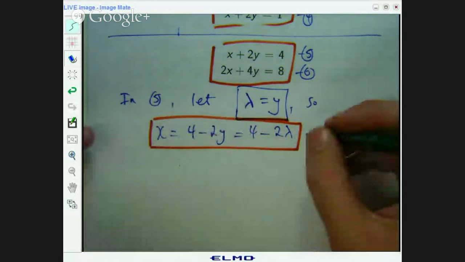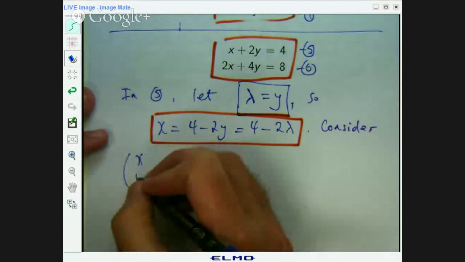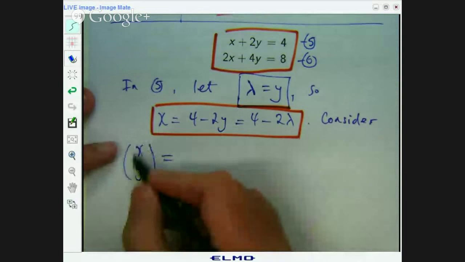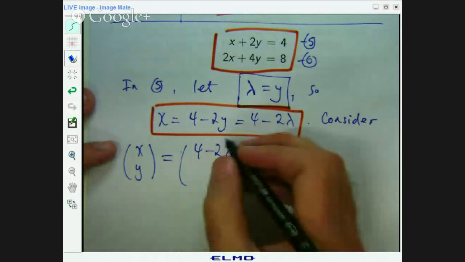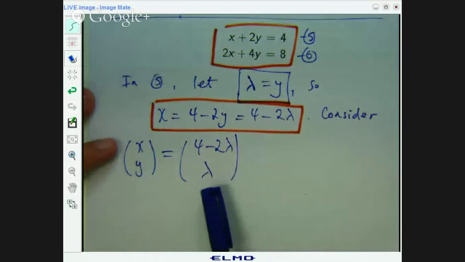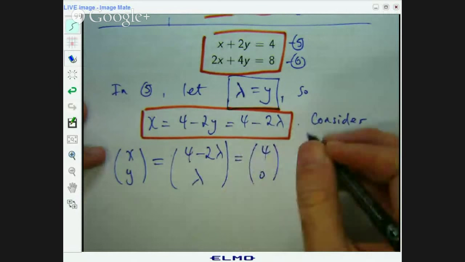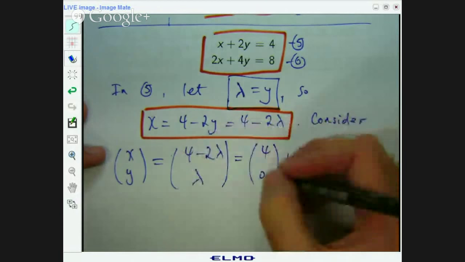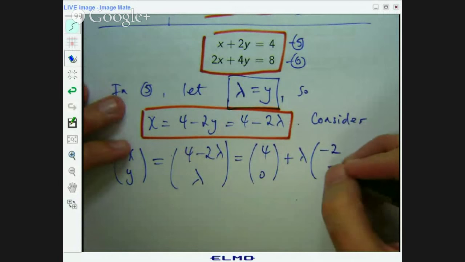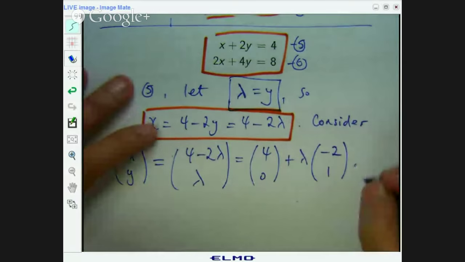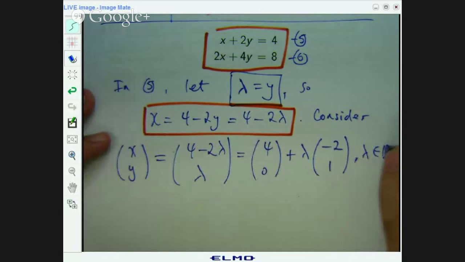What you can do now is write these things in vector form. So you write (x, y) as a vector, replacing x with 4 minus 2 lambda, and y equals lambda. Then you break this up and write it in vector form. You bring the constant vector to the front, and you bring the lambda to the front, and here lambda is the parameter, in the set of real numbers.